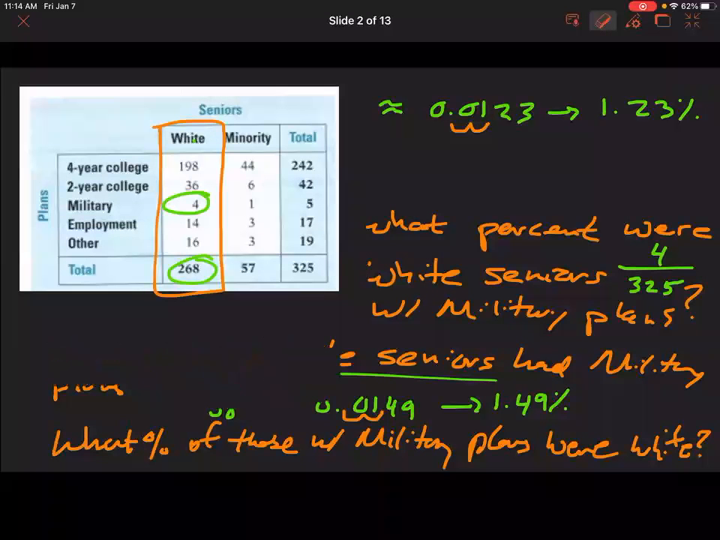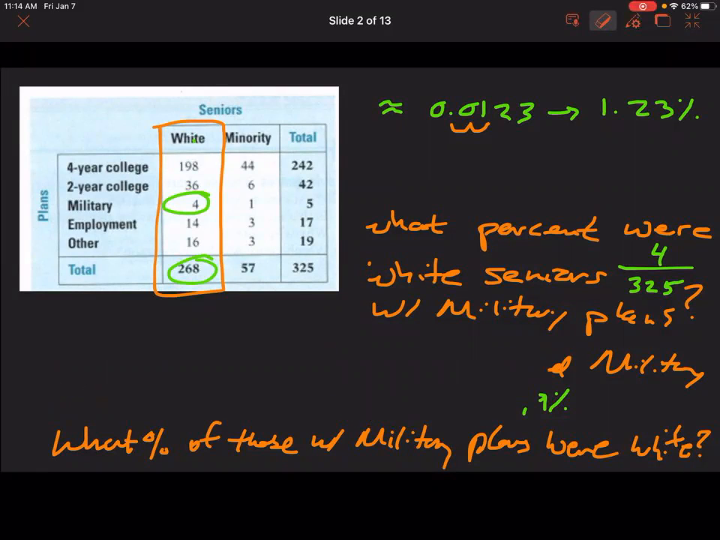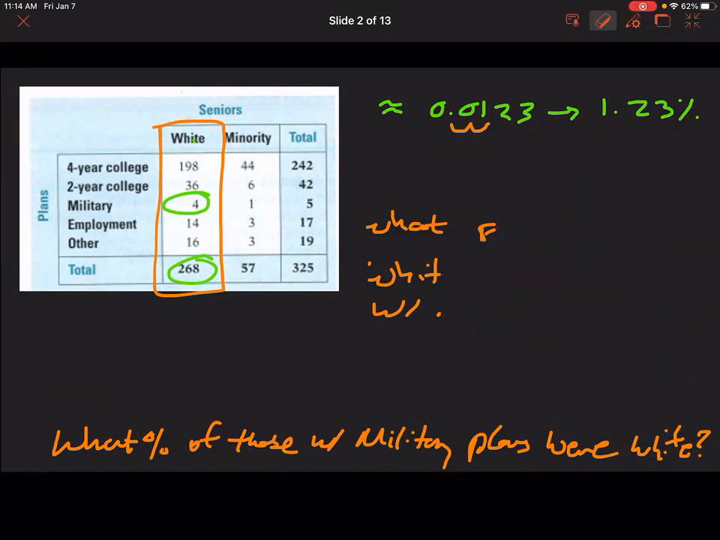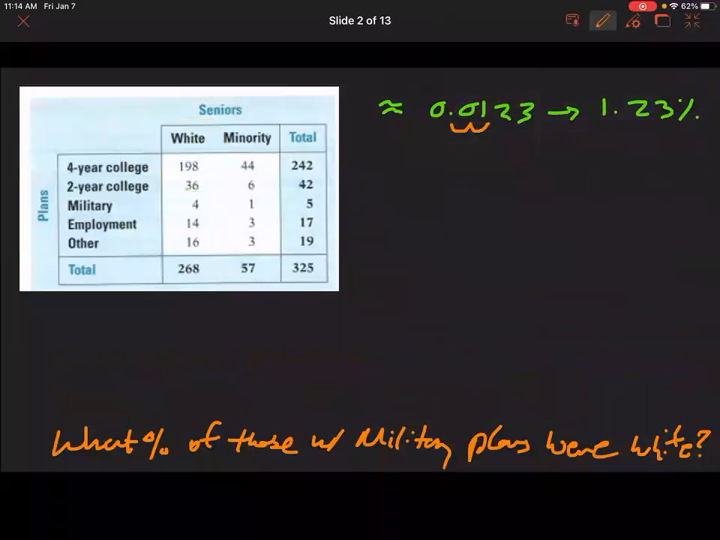And then the last one we have here, what percentage of those with military plans were white? So now who's the group we're interested in? Those with military plans. So we're only looking at those with military plans, and all of our numbers should come from here. The total number of people in the group we're interested in goes on the bottom. There are 5 people in total with military plans. How many of them were white? 4. So 4 out of 5. If we divide that, we'll get 0.8.